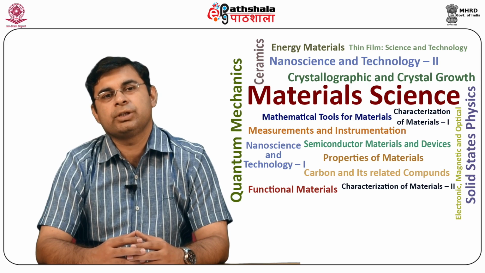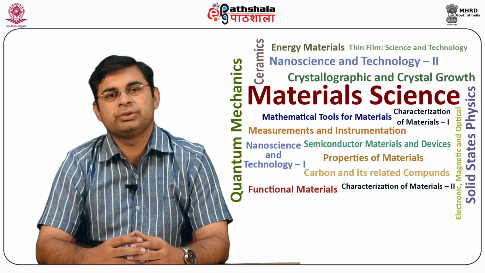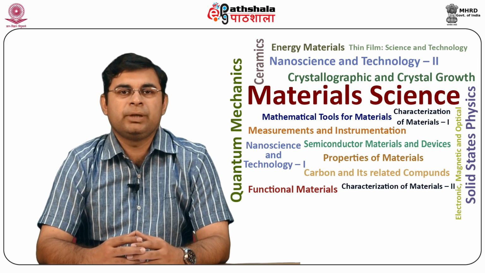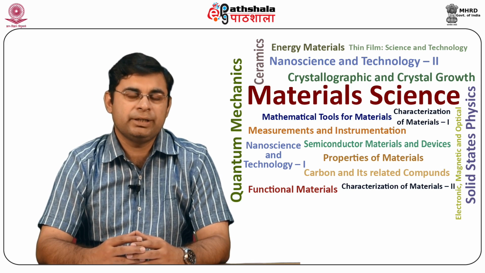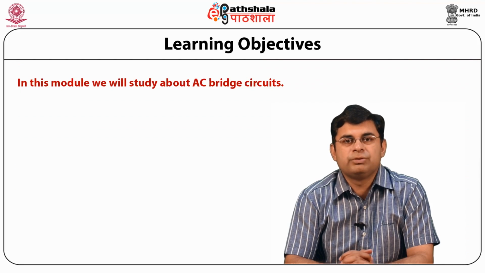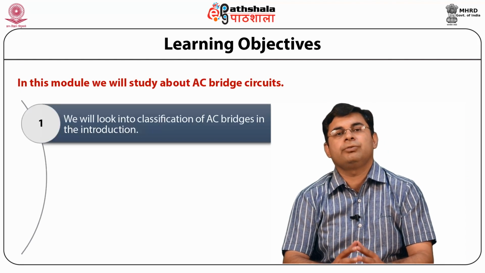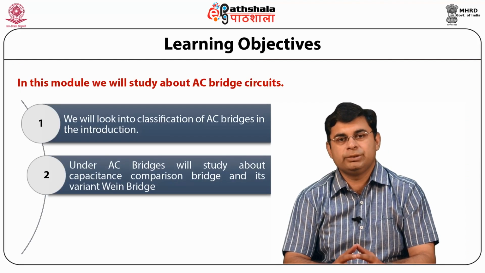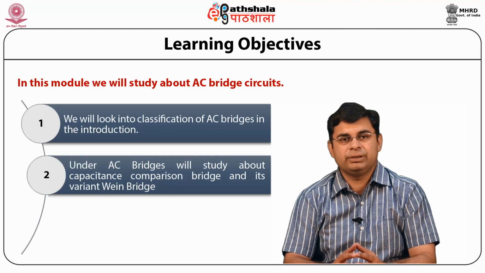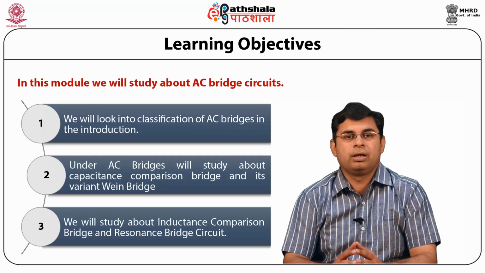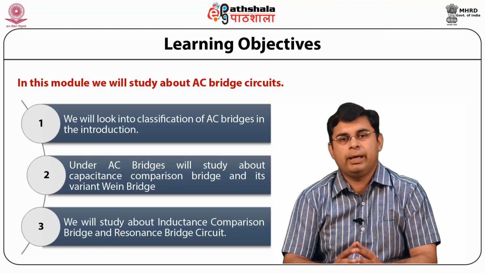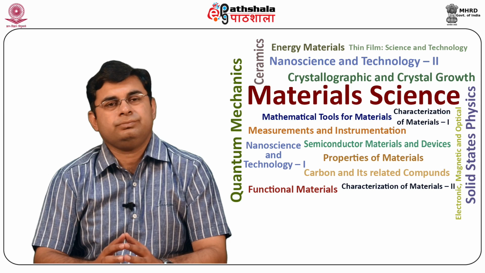Today we are going to discuss the module Bridges Controlled Circuits Part 2 from the paper Measurements and Instrumentation. In this module, we will study AC bridge circuits. First, we will look into the classification of AC bridges. Under the AC bridges, we study the capacitance comparison bridge and its variant, the Wein Bridge. And then we will study the inductance comparison bridge and the resonance bridge circuit.